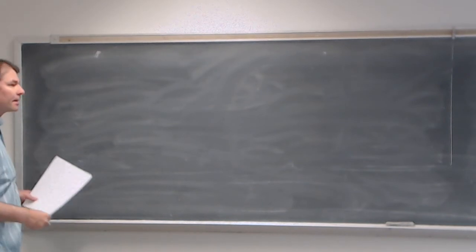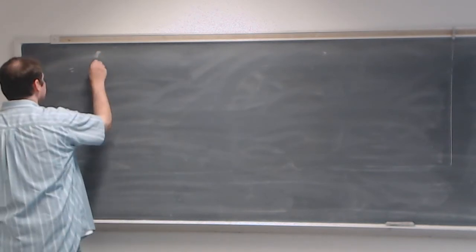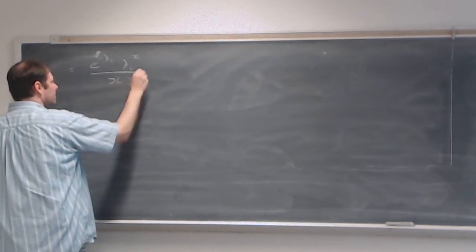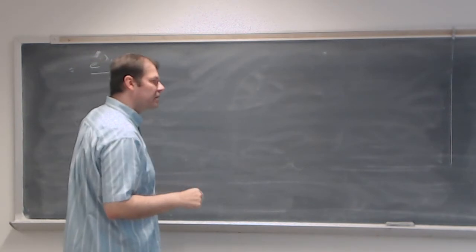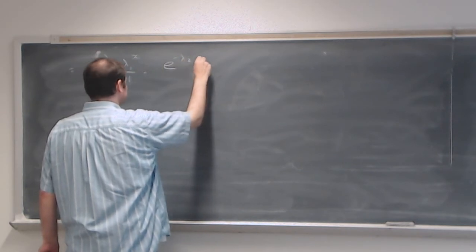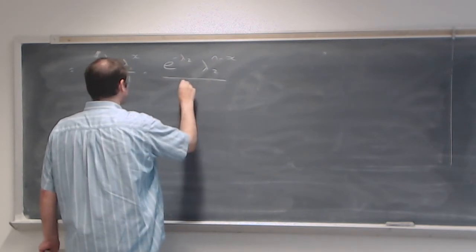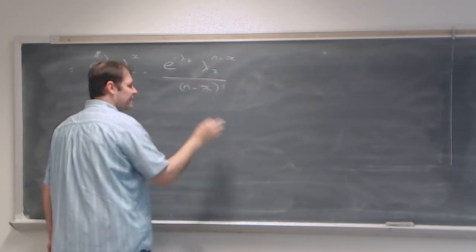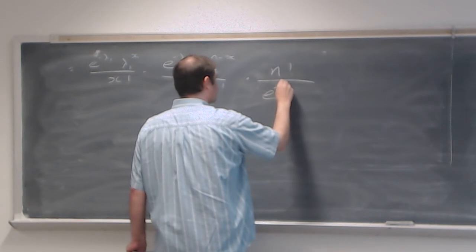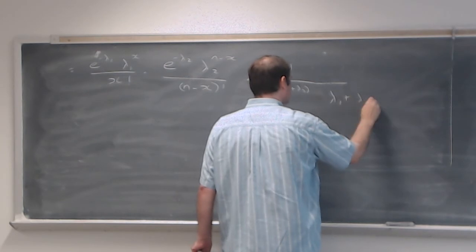Okay. So that top part becomes e to the minus lambda 1 times lambda 1 to the x over x factorial, times e to the minus lambda 2 times lambda 2 to the n minus x over n minus x factorial. And then it's all over that quantity, which I'll flip. And this is n factorial over e to the minus quantity lambda 1 plus lambda 2 times lambda 1 plus lambda 2 to the n.